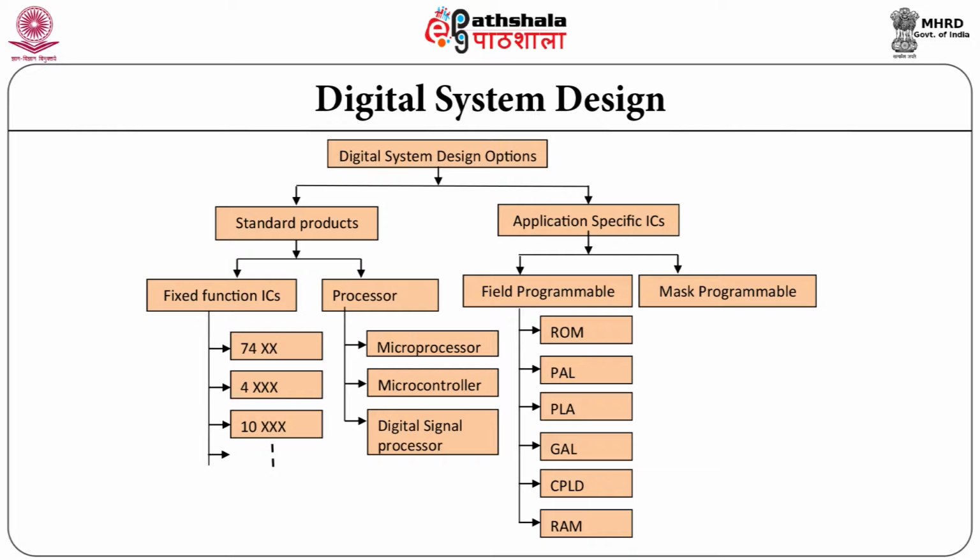Mask programmable ICs are usually preferred when complex designs are to be implemented. Mask programmable ICs are categorized into 3 categories: first, gate array, standard cell and full custom IC. FPGA is a combination of field programmable option and gate arrays which are normally used in the design.